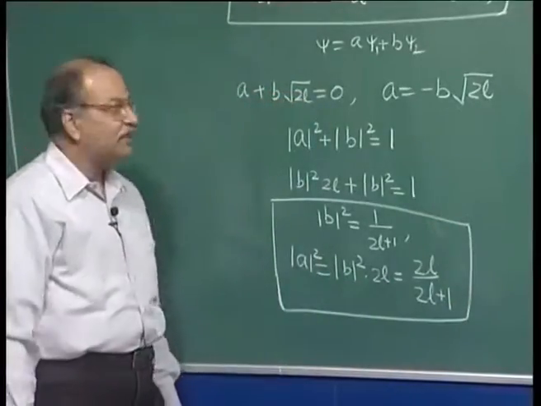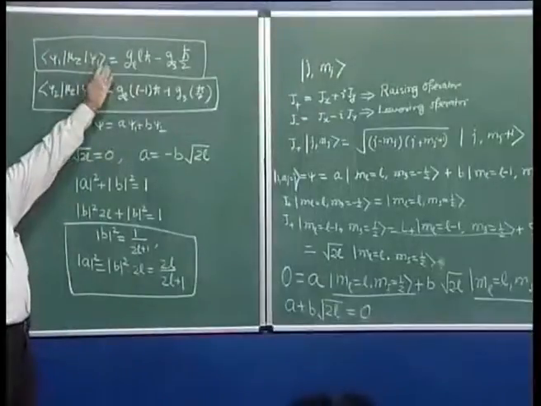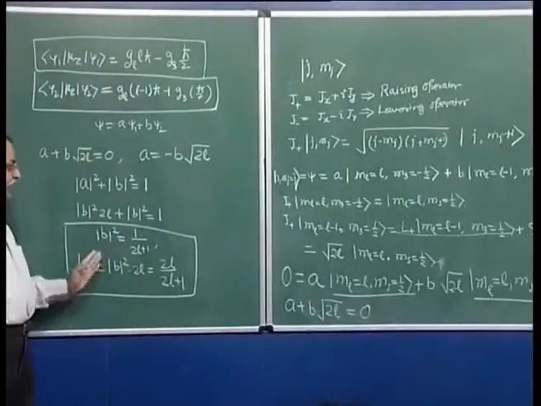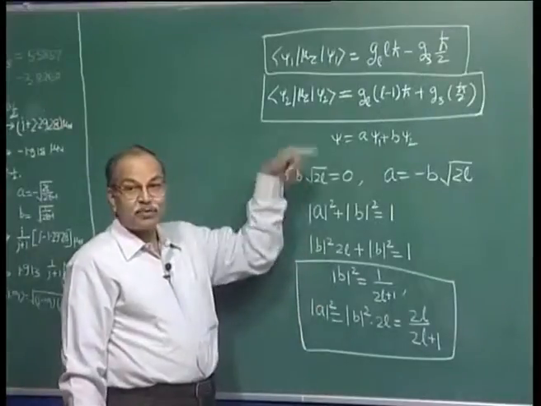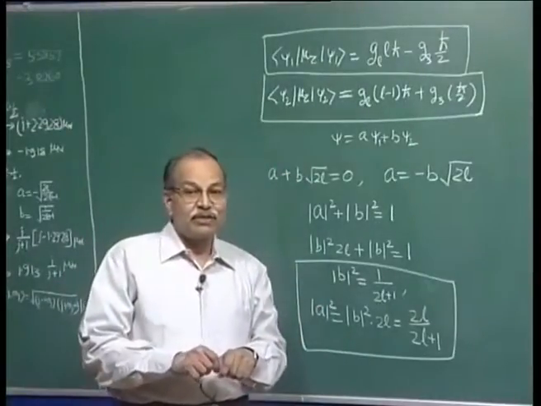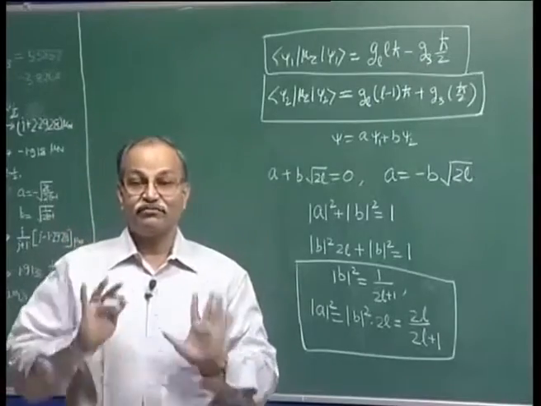I have everything with me. I have this part, I have this part, I have a square, I have b square, and I can put all these things together to write the expectation value of mu z.